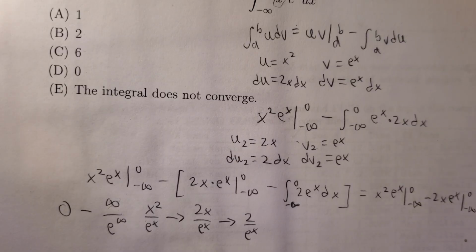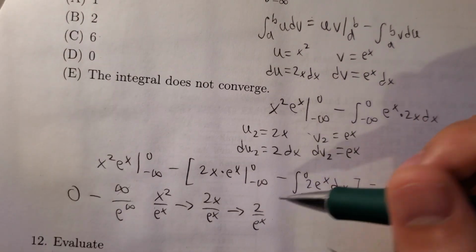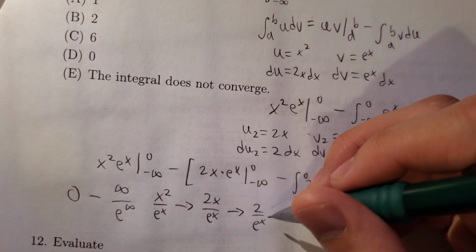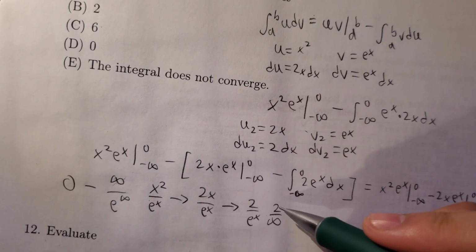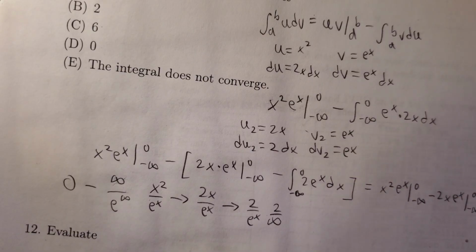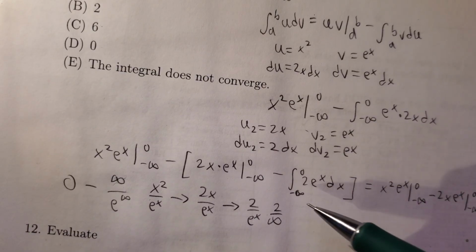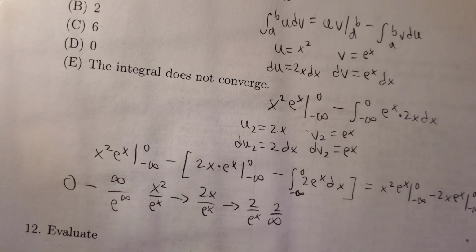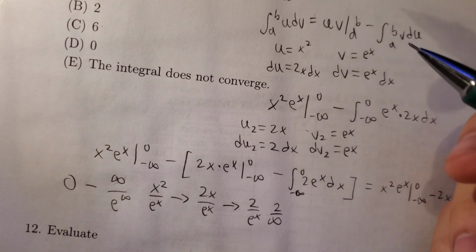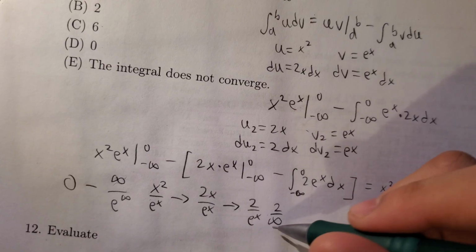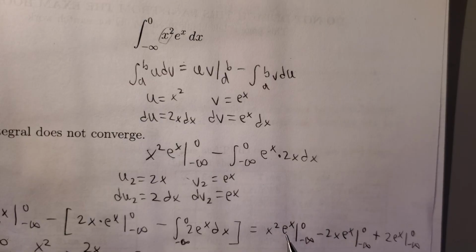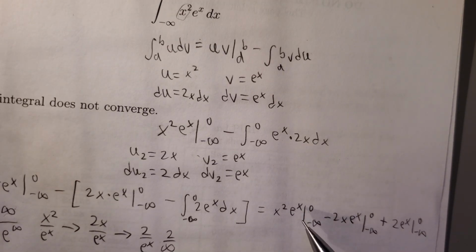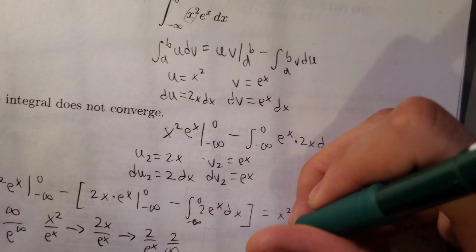But this limit is also going to evaluate to 0, because once you get to this point, you end up with 2 over infinity. And this is a bottom heavy fraction. So as infinity gets bigger and bigger, it's going to become smaller and smaller. So when you have like 2 over 9,000 or something, it's going to be 0.0001 or whatever. And it's going to get closer and closer to 0. So this first portion ends up being 0 minus 0, which is just 0.